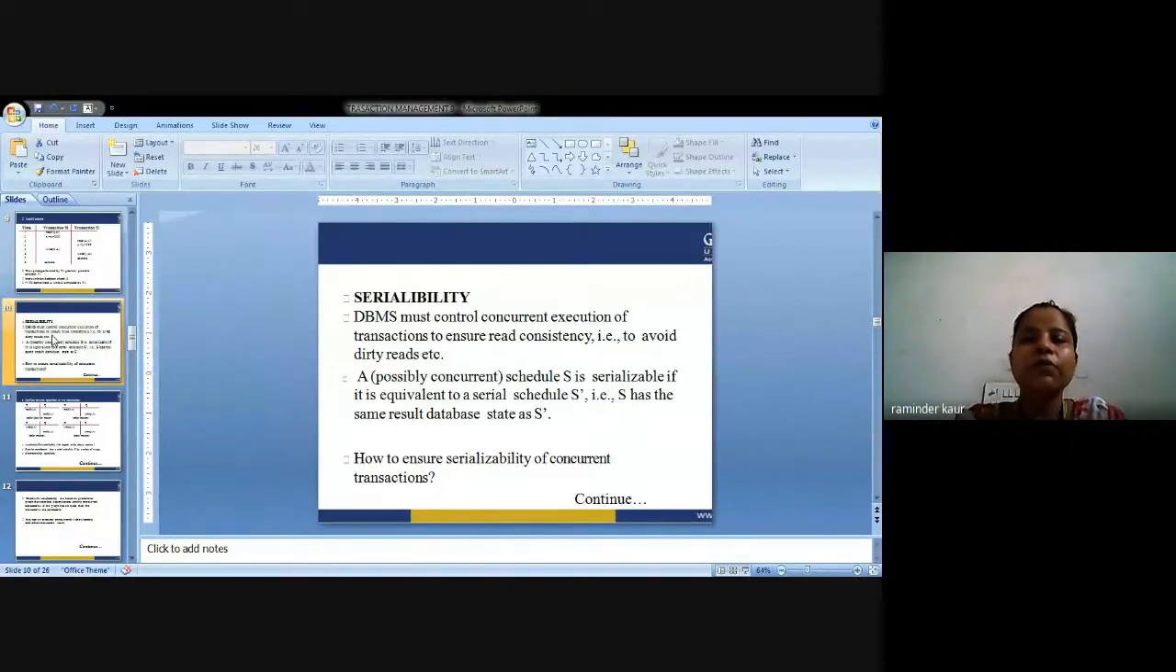Next, a possible concurrent transaction or schedule is serializable if it is equivalent to a serial schedule S, that is, S has the same resulting database state as S. Because if I am performing my banking transactions, now I know what is my balance. What will be the output after the transaction? That is already known to me.